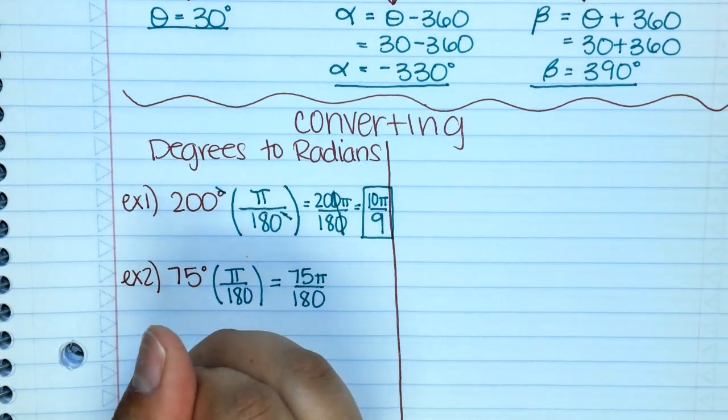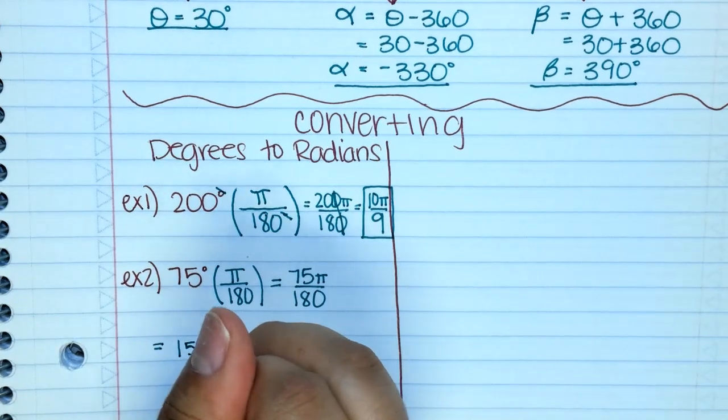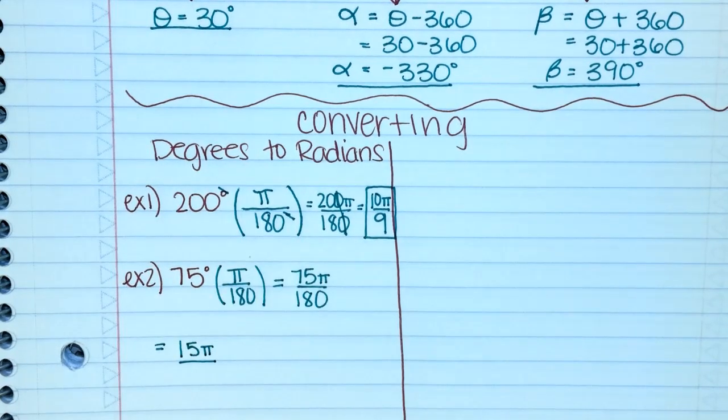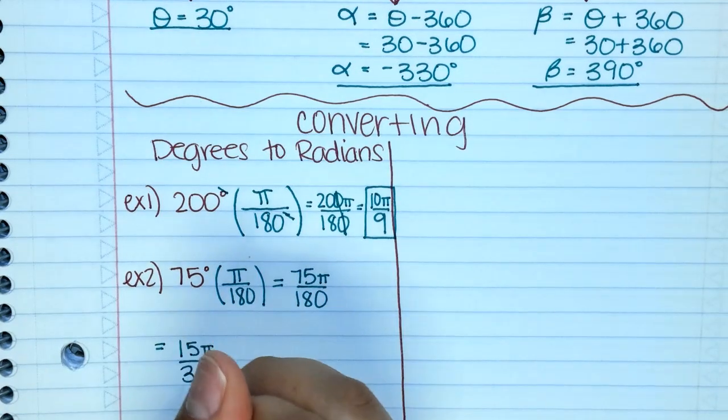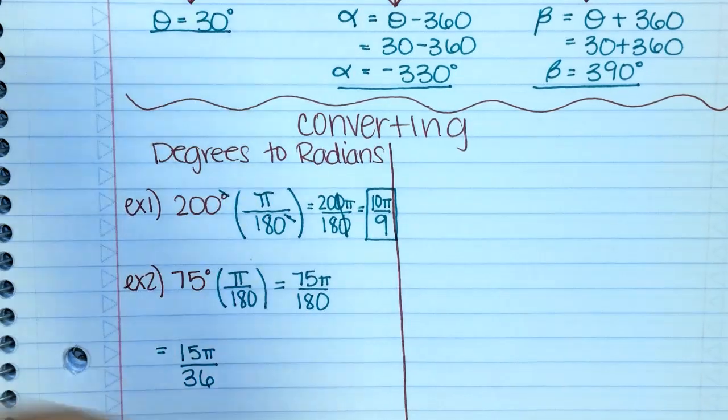I'm going to come down here. If I divide them both by 5, this is why you have a baby calculator. Maybe you can do it in your head, maybe not. What's 75 divided by 5? 15 pi. And what is 180 divided by 5? 36. Is that my answer? No, why not? Can I reduce it more? Yeah. What can I divide by now?